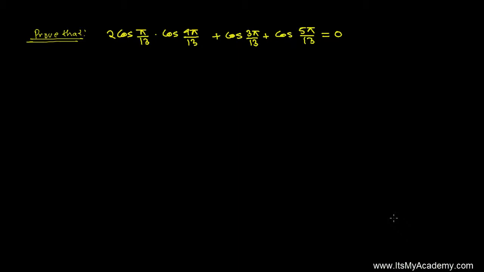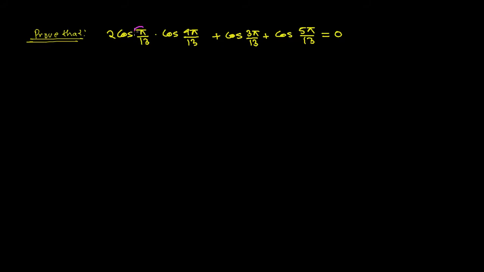In the previous videos, we discussed a lot about the transformation formulas, and based on those formulas we are going to solve a proving question now. We need to prove that 2 cos(pi/13) times cos(9pi/13) plus cos(3pi/13) plus cos(5pi/13) equals 0. By solving the left hand side, we need to get the whole quantity as 0. And here we have cos 5pi/13 and cos 9pi/13.